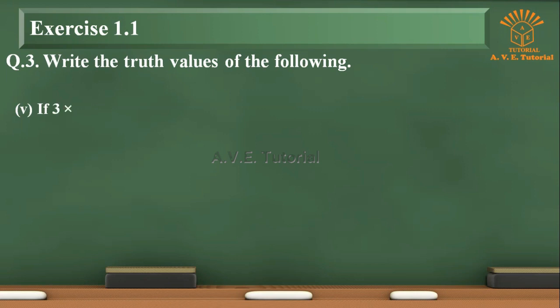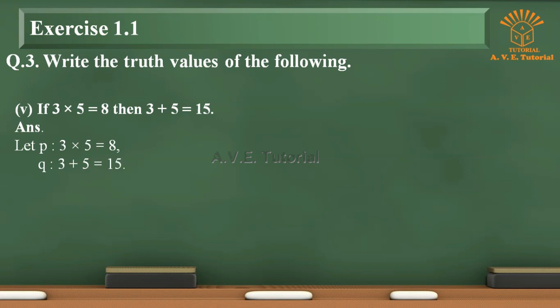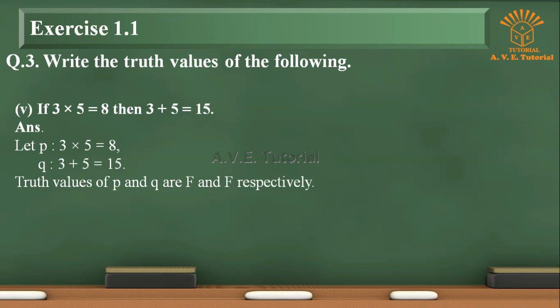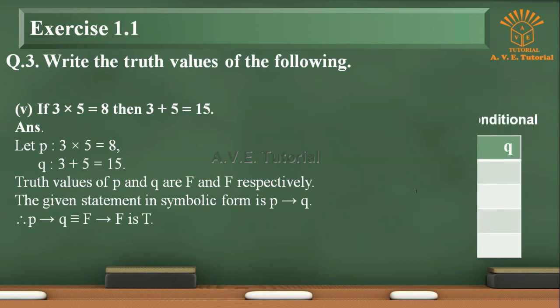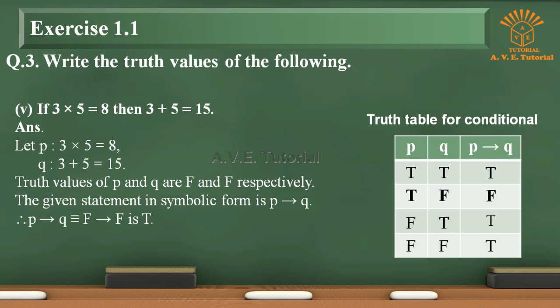Fifth, if 3 multiplied by 5 equal to 8, then 3 plus 5 equal to 15. Answer. Let statement P be 3 multiplied by 5 equal to 8. Statement Q, 3 plus 5 equal to 15. Truth values of P and Q are false, F and false, F respectively. The given statement in symbolic form is P conditional Q. Therefore, P conditional Q is equivalent to false, F implies false, F is T. Therefore, truth value of given statement is true T.